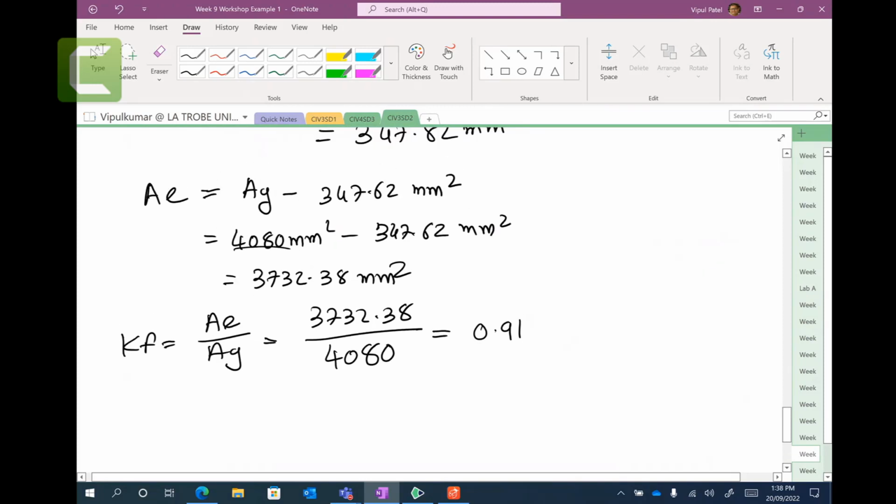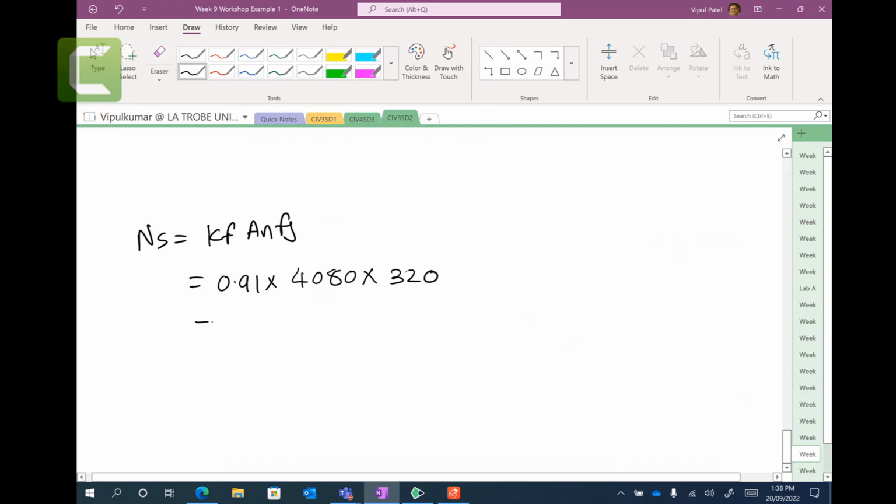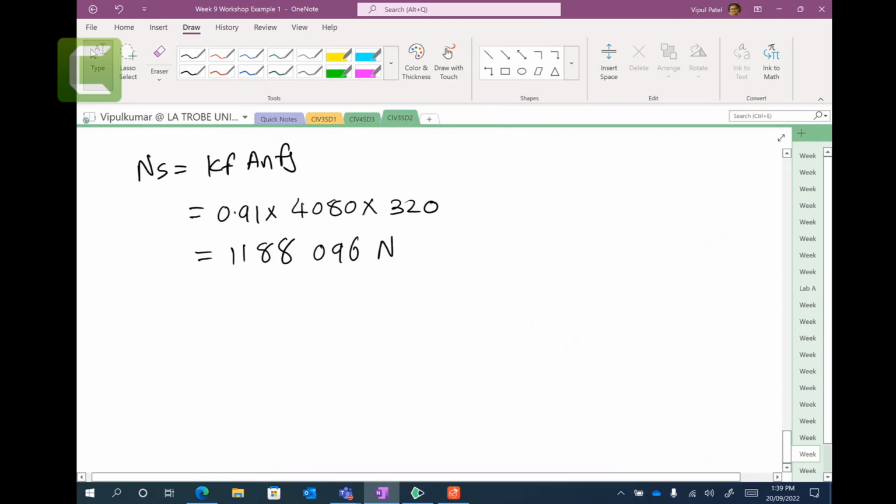Someone asked, what about local buckling? We already take into account local buckling. So 0.91, this is gross area 4080, and fy value is 320. Which one? Both have 320. Smaller value, please. That gives 0.96 newtons and 1188 kilonewtons.